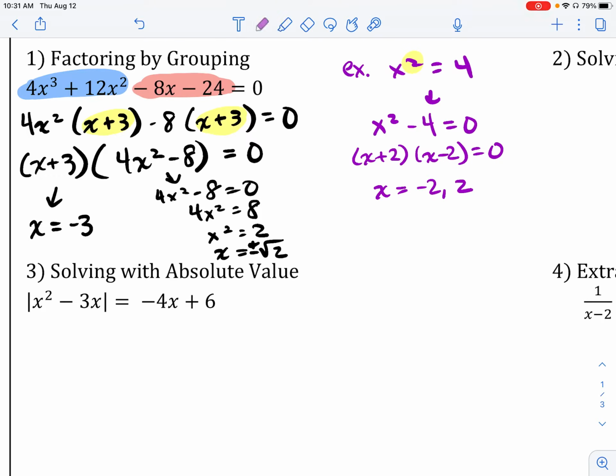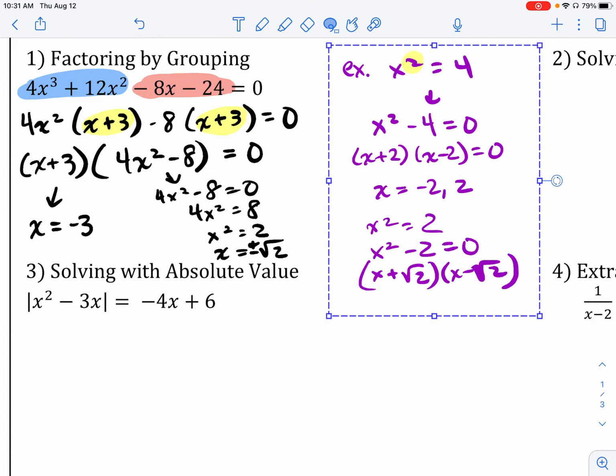So in the same way, when we get something like x squared is equal to 2, think about this as x squared minus 2 is equal to 0. And we get x plus root 2, x minus root 2. And that's a little bit of a tangent there, but I think it's important for us to know exactly where that plus or minus is coming from.